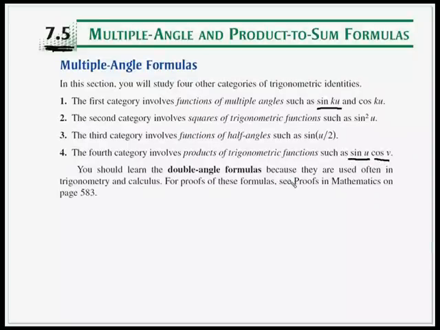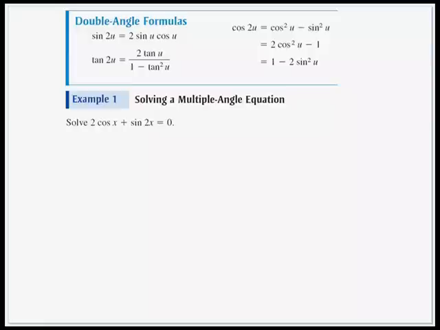You should learn these double angle formulas because they're used often in trig and calculus. For proofs of these formulas, see Proofs in Mathematics on page 583 of your book. So here's some of our formulas, the double angle formulas. If we have a sine of 2 times some angle, we can replace that with 2 times the sine of u times the cos of u. I like to think about it as, this 2 gets pulled out in front and it becomes 2 sine of just u. And when we do that, we create a cosine of u to go with the sine of u.